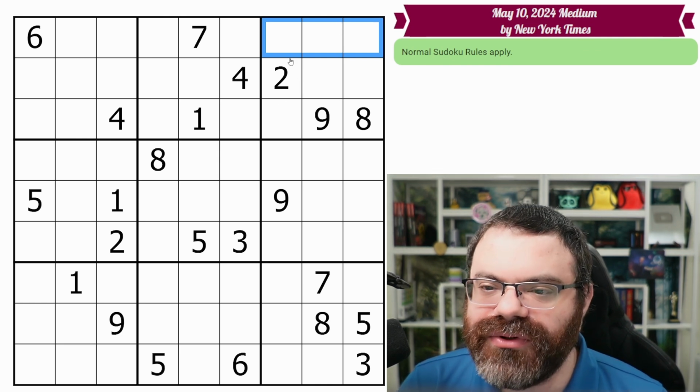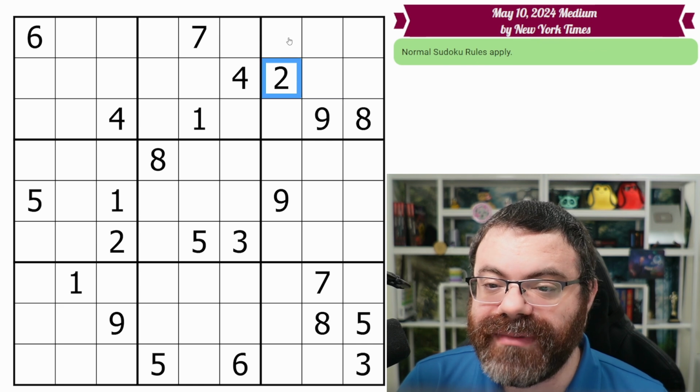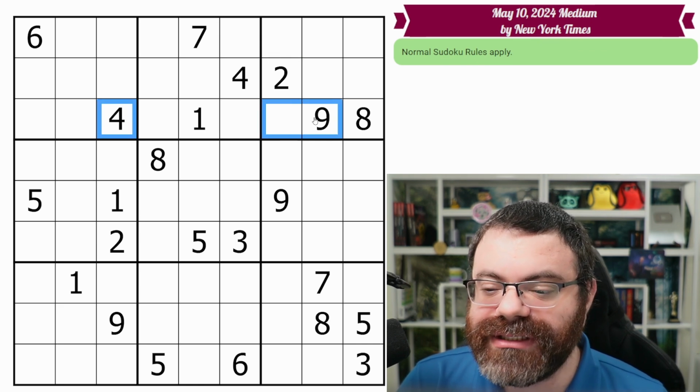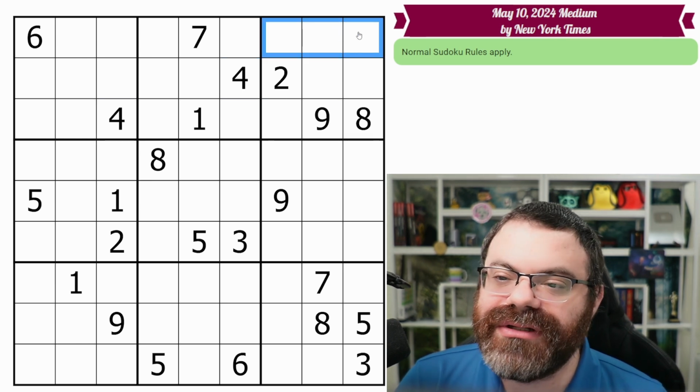Now, another way we could prove that is that this box still needs a 4. We don't know where the 4 is in the box yet. And this 4 over here says not in these 3 cells, and this 4 says not in these 3 cells, because we can't repeat in the row. So the result is the same.